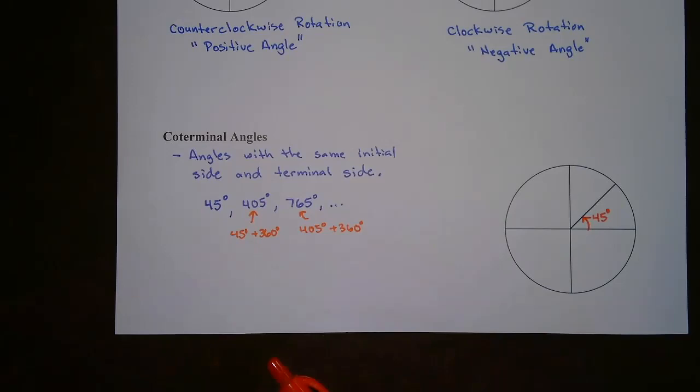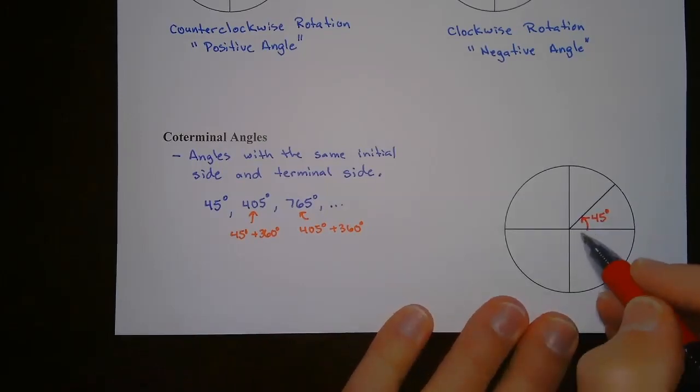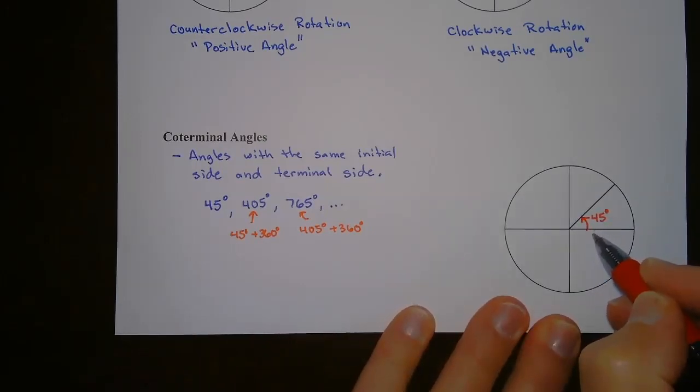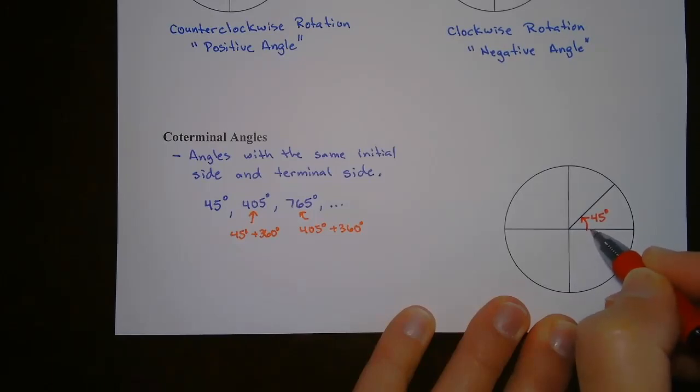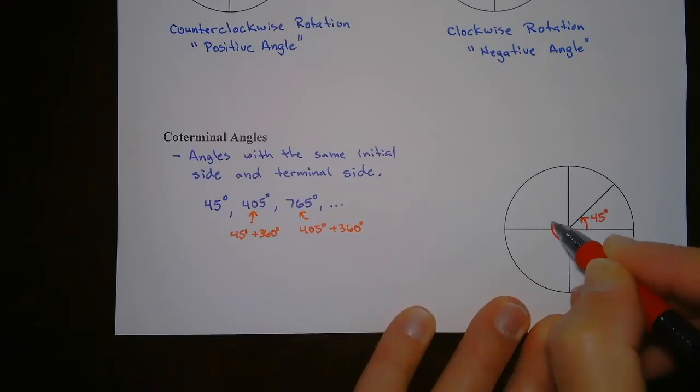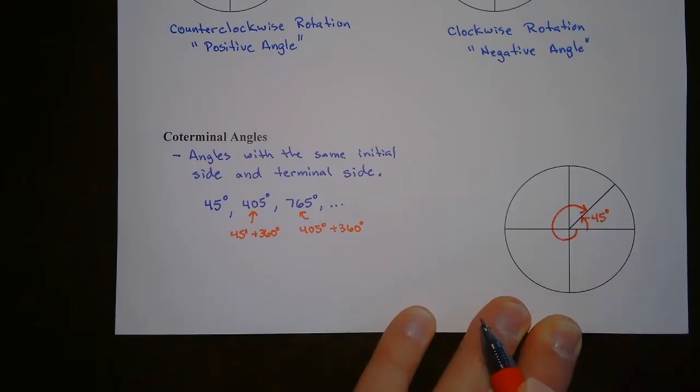All right, so those are coterminal angles that are all positive. Could you have coterminal angles that are negative? And the answer is yes. So if we start right here, and we rotate with a negative rotation, we're rotating clockwise, and that would be a negative angle. We start right here on the initial side, and I could go all the way to here. Now, what would that angle be? Because we're rotating clockwise, I know that's going to be a negative angle.